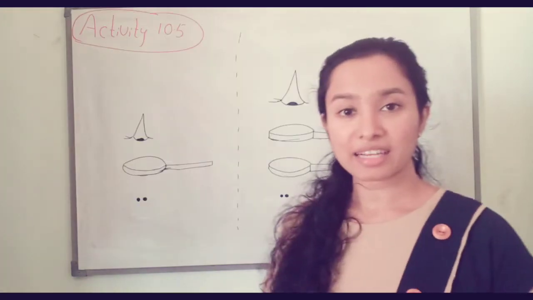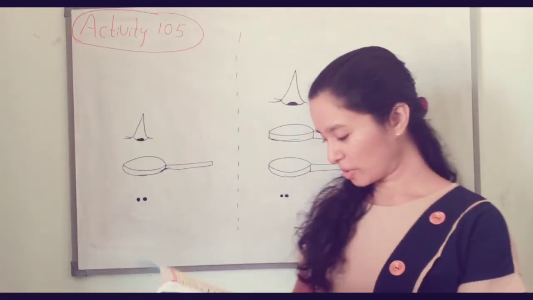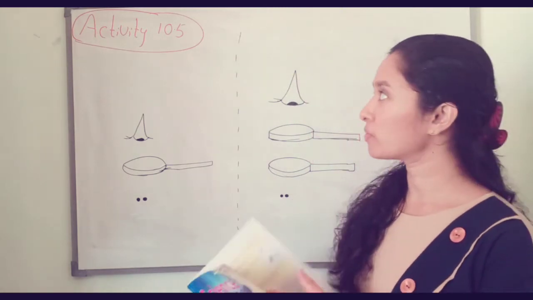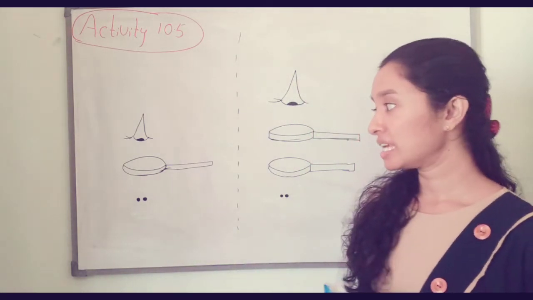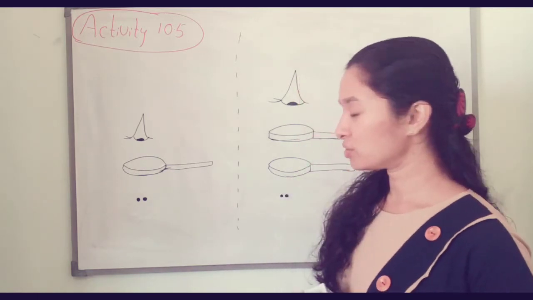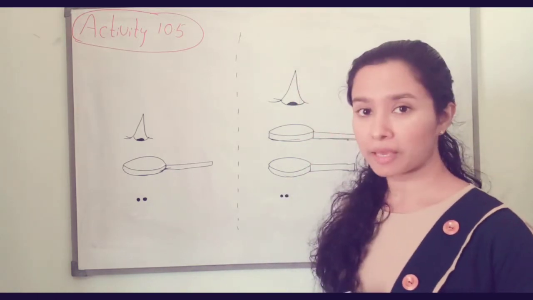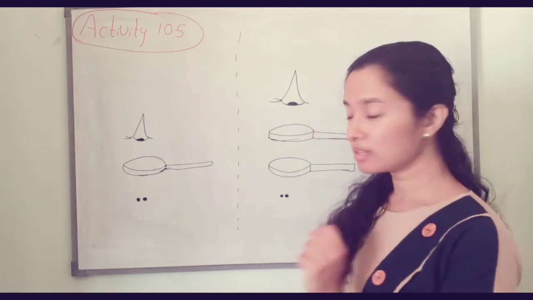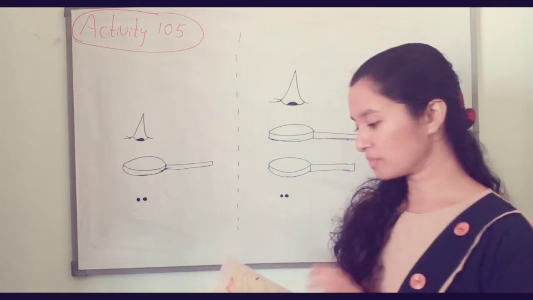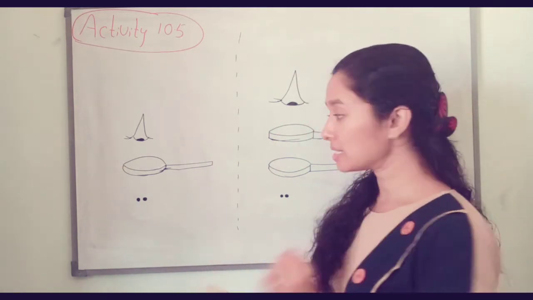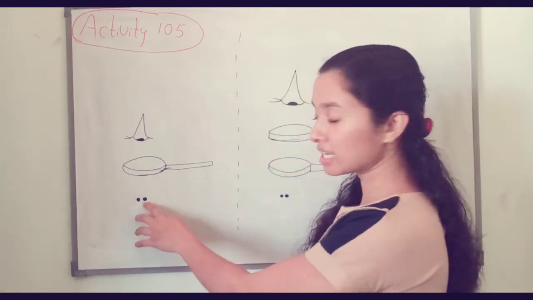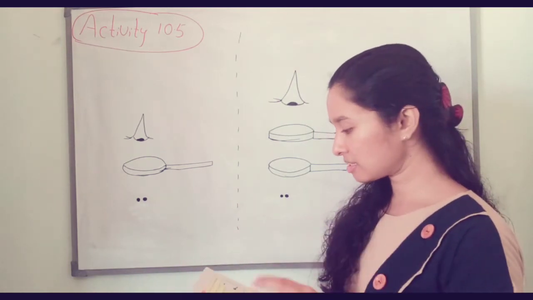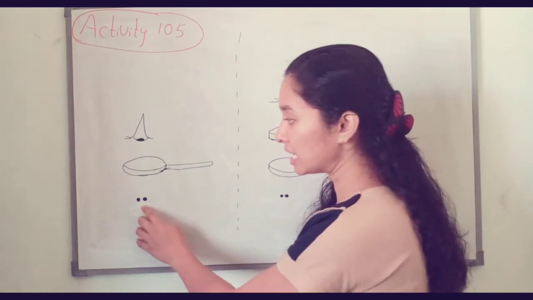Okay? Activity 10.5. Page number 141. Here you need to take a white paper and put small dots like this. Mark small dots with the minimum distance, not touching each other.